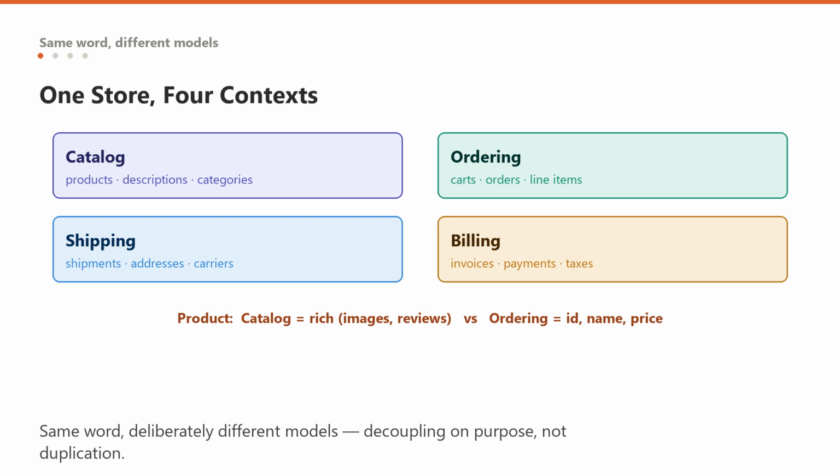Now here's the crucial insight. A product in catalog is rich with images, reviews, and specs. But a product in ordering is just an ID, a name, and a price. Same word, deliberately different models, each perfect for its own context. You are not duplicating by mistake, you are decoupling on purpose.